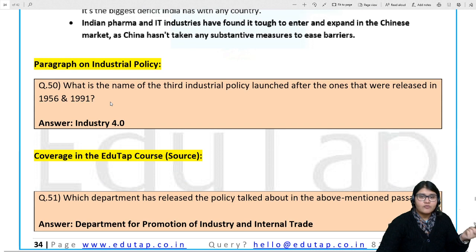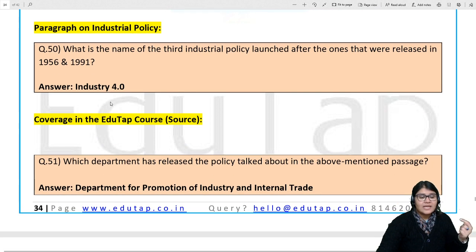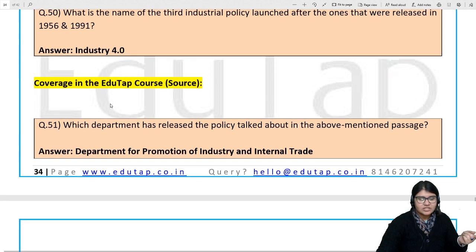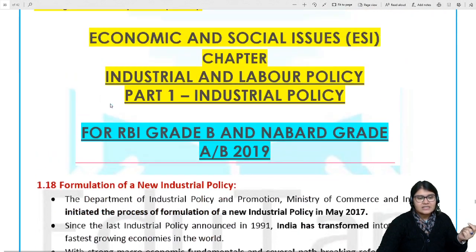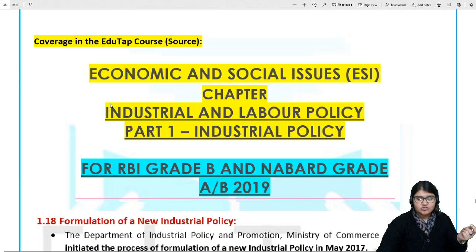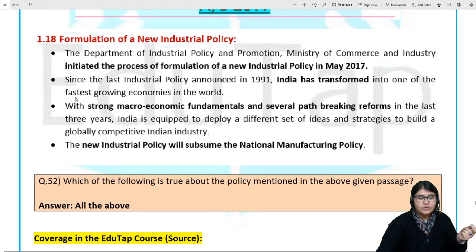Then there was a paragraph on industrial policy. What is the name of the third industrial policy launched after the ones that were released in 1956 and 1991? Answer is Industry 4.0. Next, which department has released the policy talked about in the above mentioned passage? It is the Department for Promotion of Industry and Internal Trade. You can see there is a static chapter which says industrial policy. So we were talking about a new industrial policy being formulated, right?